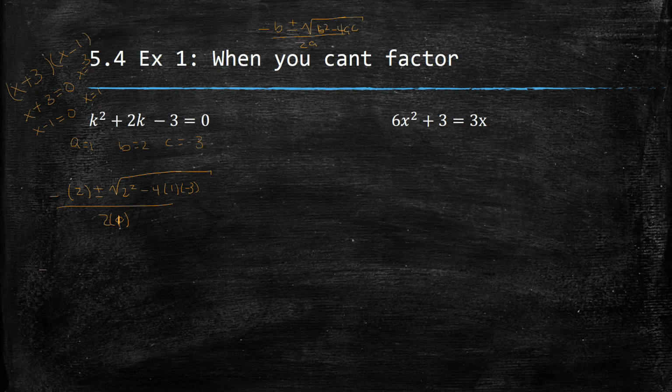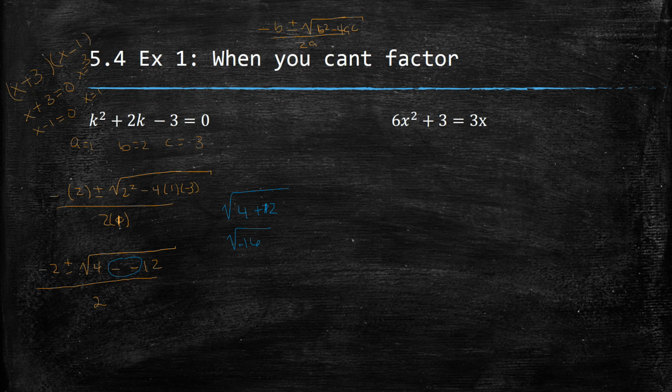And then you just simplify it. So we have -2 plus or minus the square root. 2 squared is 4 minus 4 times 1 is 4 times -3 is -12. 2 times 1 is 2. So if we're looking at our discriminant, which is the square root of 4 plus 12, remember this double negative here, which gives you the square root of 16.